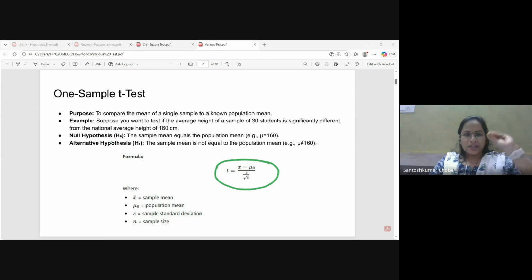So say take an example. Suppose we want to test if the average height of a sample of 30 students is significantly different from the national average height of 160 centimeters. Did you understand? What are we doing?